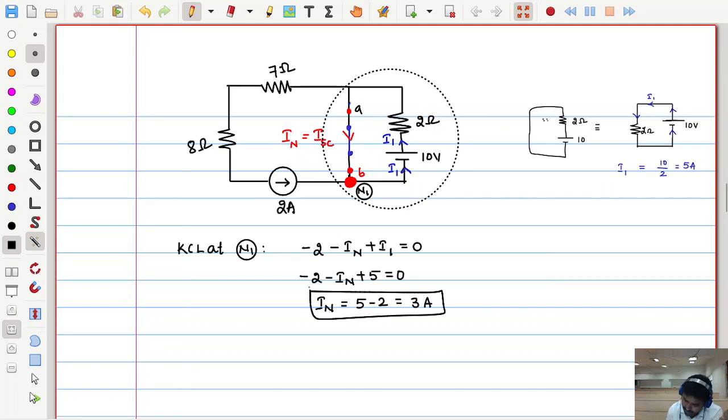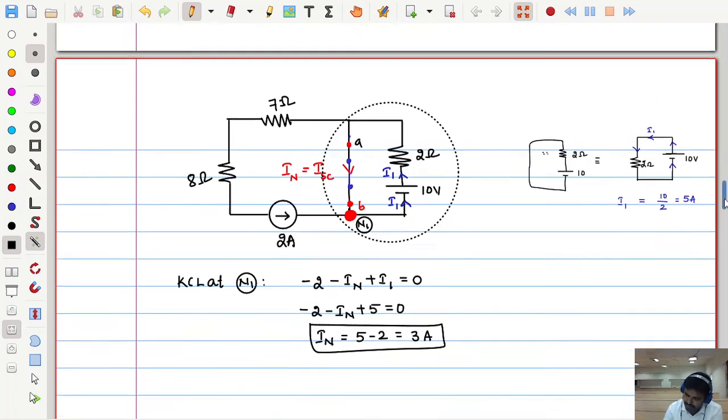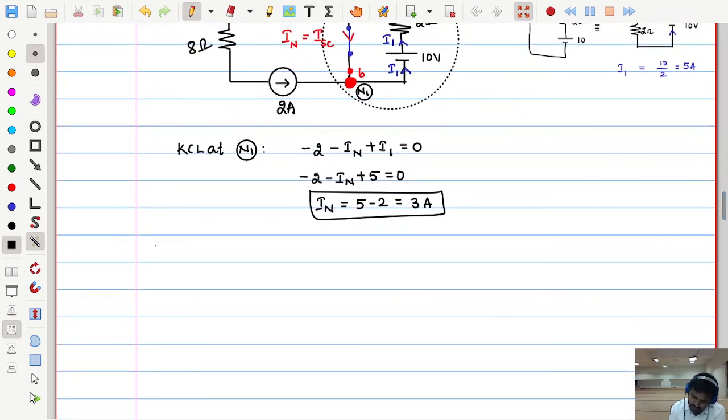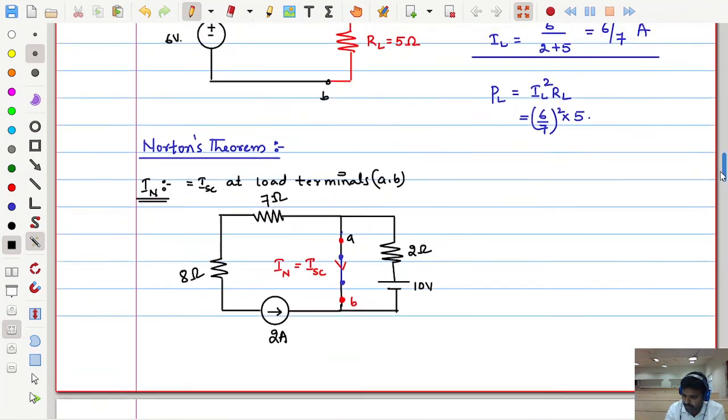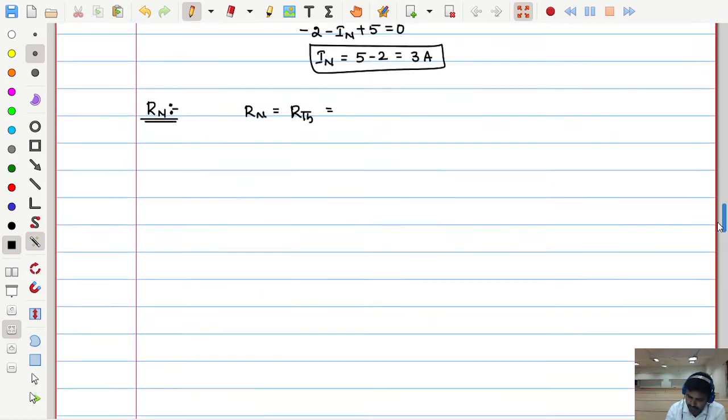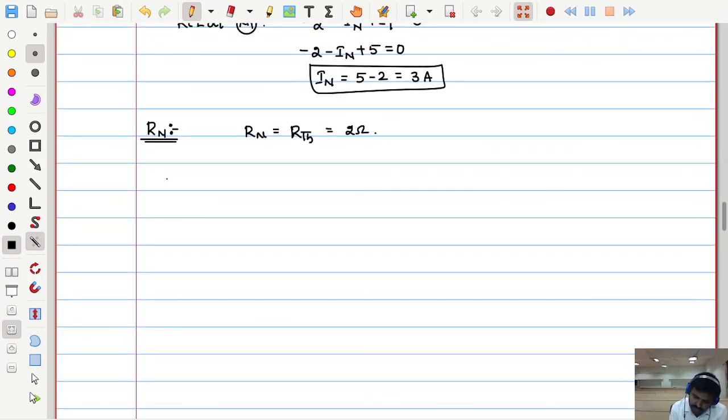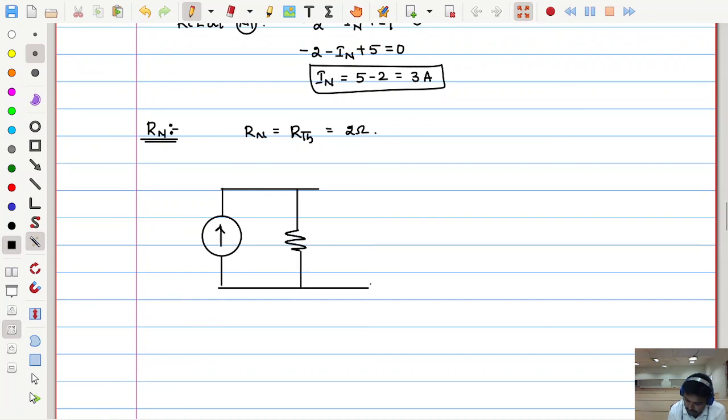Now once you get the Norton's current, we already found the Thevenin's resistance, right? I am not repeating that step. If somebody wants, you can find the Norton's resistance, where Norton's resistance is equal to Thevenin's resistance, which I already did. That is 2 ohms. Now, according to Norton's theorem, we can replace the given circuit with a single current source in parallel with a single resistor, like this: Rn and In. In is equal to 3 amperes, Rn is equal to 2 ohms.